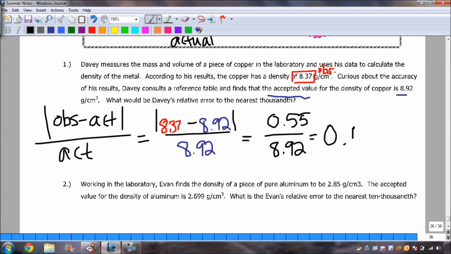You get 0.062. Now, the first thing I said is you don't have to worry about the units, because this is 0.55 grams per cubic centimeter right here. So you have your unit here and you also have your unit here. Because they're exactly the same, they will cancel each other out when you divide. So what does this 0.062 mean? It means that Davy's data is about 6.2% off of what you would expect. So his relative error is about 6.2%.